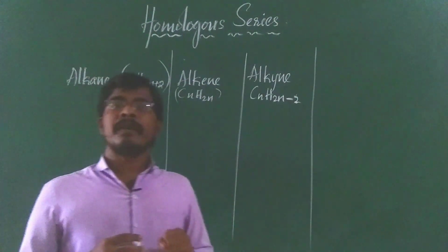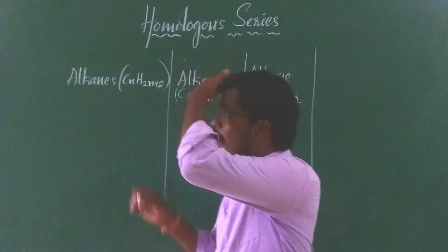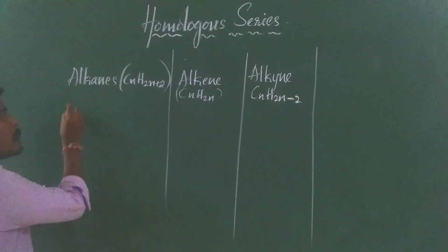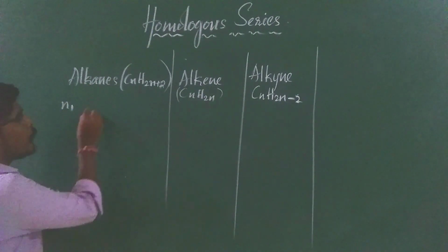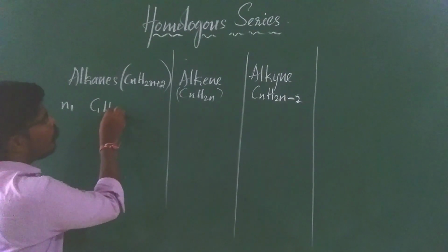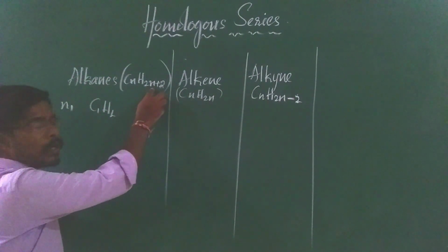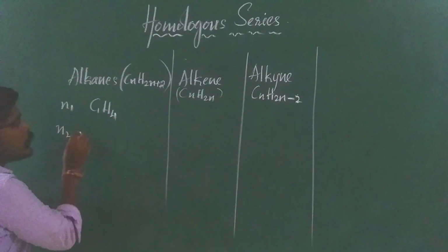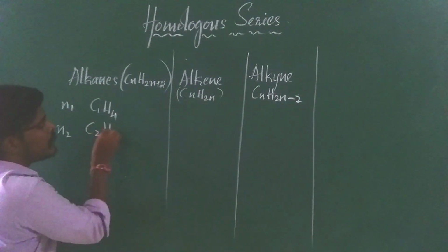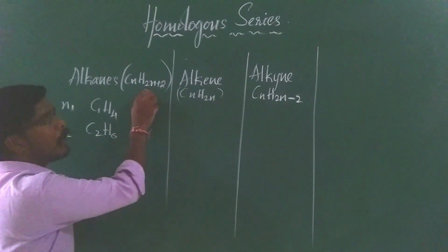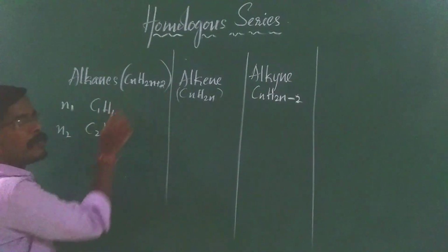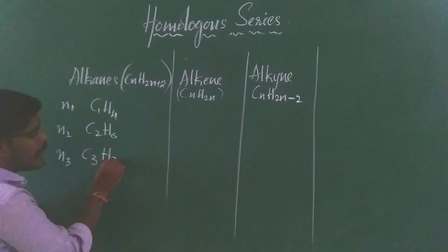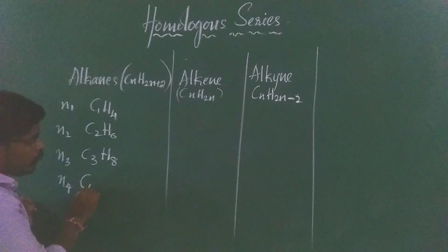See, when we move with the examples, already you know this alkane has CnH2n+2 as a general formula. The first member of alkane, if you take n equal to 1, C1H4, 2 into 1 it is 2 plus 2 it is 4, C1H4. Then n equal to 2, C2H6, because 2 twos are 4 plus 2, it is 6. Then n equal to 3, C3H8. If n equals 4, C4H10.